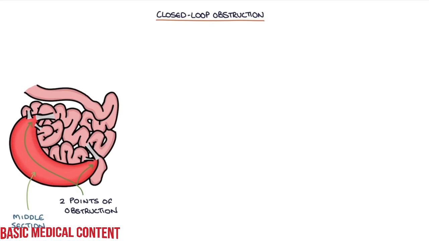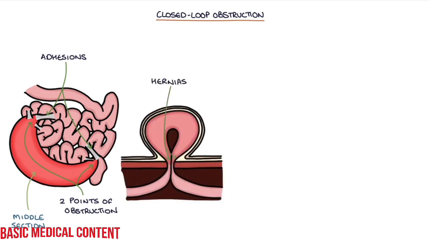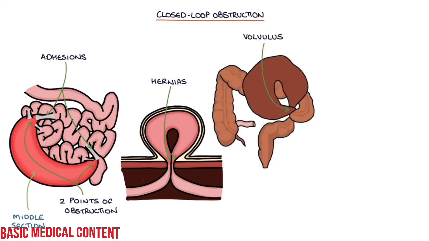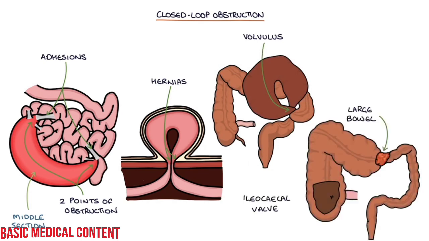This might happen because of adhesions that compress 2 areas of the bowel, hernias that isolate a section of the bowel blocking either end, a volvulus where the twist isolates a section of the intestine, or a single point of obstruction in the large bowel with an ileocecal valve that is competent.